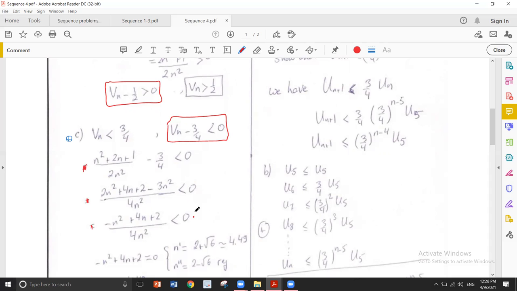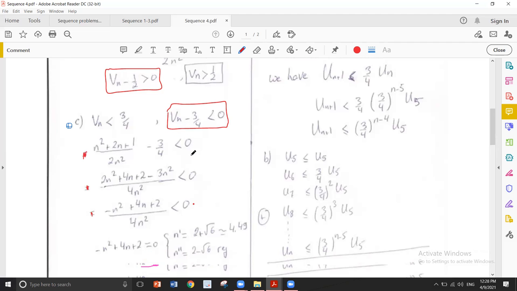But I should say that we have to solve the less than zero. Vn minus 3 over 4 less than 0. We are going to find n.